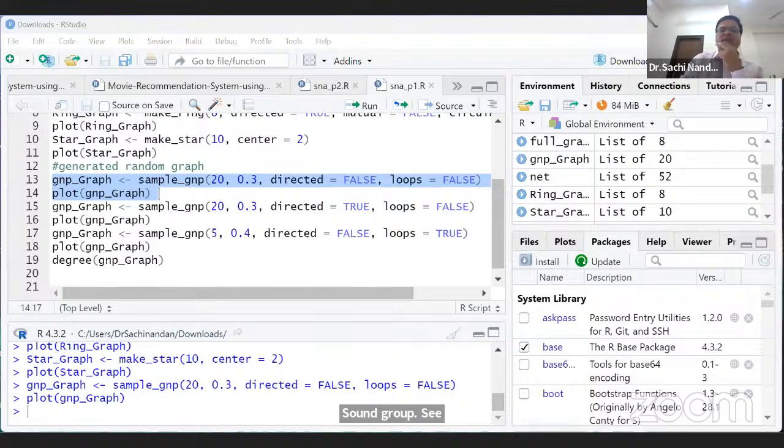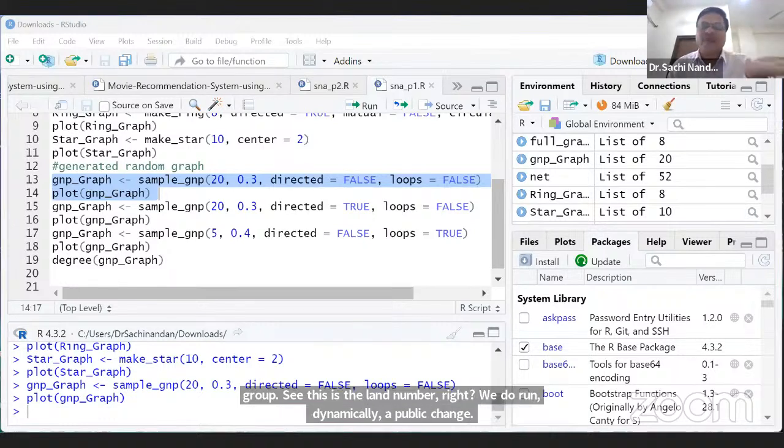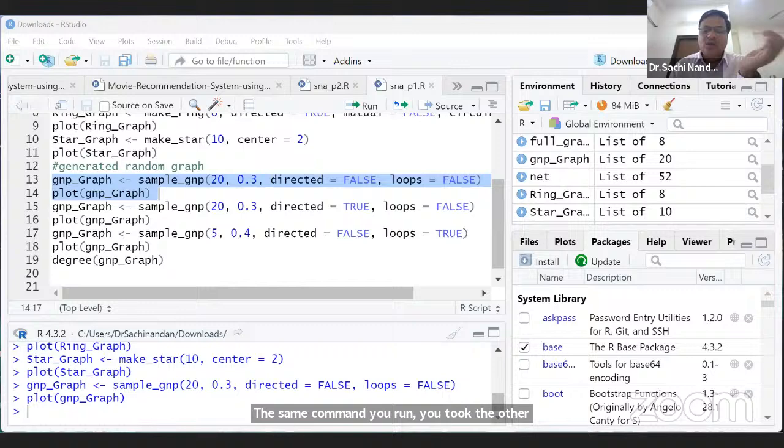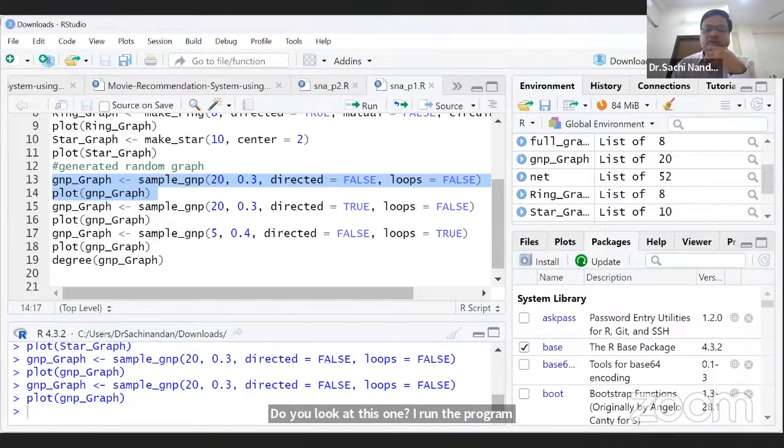See, this is a random graph, right? In a random graph, what happens? If you run it, it dynamically changes. The same command you run gives you another picture. So let's see how it looks. I run the program again, and the output looks different. Now see, it is different. So in this way it is dynamically allocated. So this is one program.